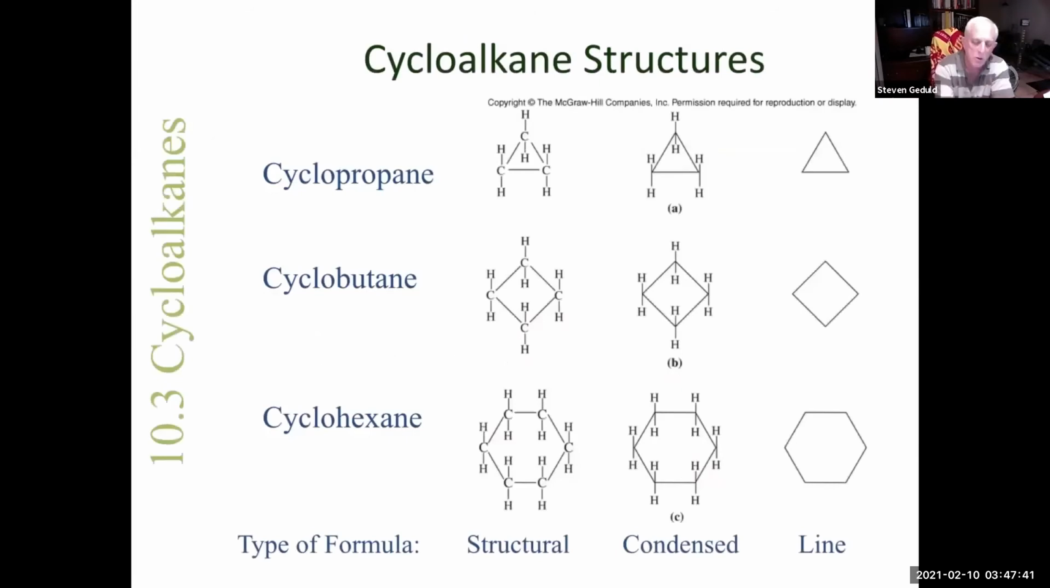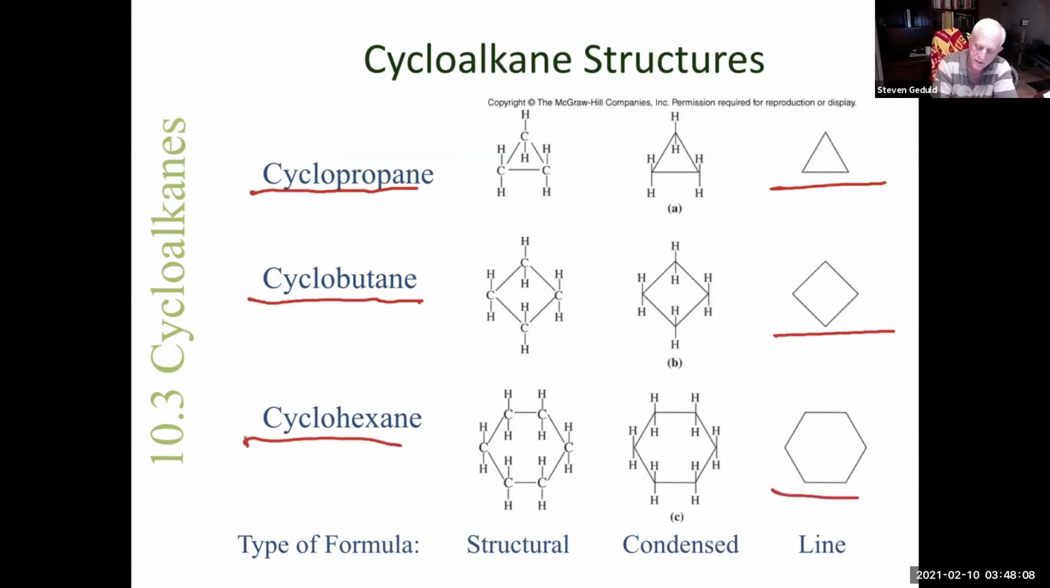Okay, so cyclopropane. There's your line structure. 3 carbons, 1 at every corner. C3H6. There's 2 hydrogens per carbon. Cyclobutane. That's your line structure. 4 carbons. Cyclohexane. 6 carbon. There's your line structure. You can see structural condensed. There really isn't much of a difference in structural condensed. When we're doing cycloalkanes, you'll be usually drawing line structures with those.